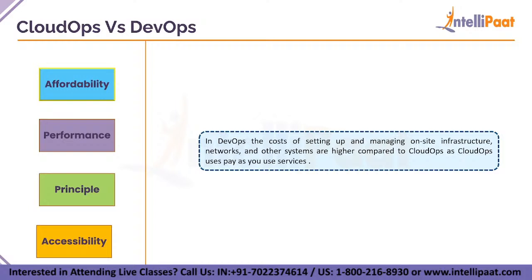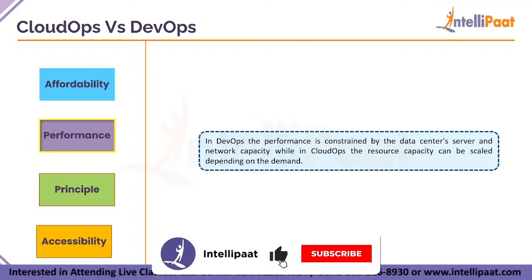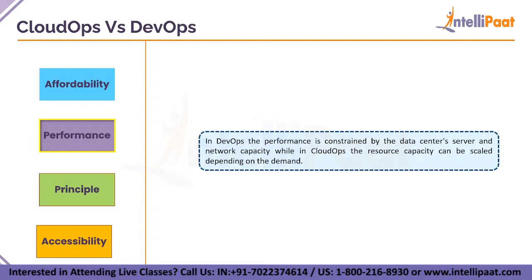Coming to the next key factor, we have performance. Now, coming to the performance in DevOps, the performance is constrained by the data center's server. So definitely we will be having a restricted number of servers and we will be working on that. But then when we come to CloudOps, our resources can be scaled up and down depending on the demand. So the performance is always constant when we come to CloudOps, while in DevOps, our performance is basically constrained by the data center's server and network capacity.